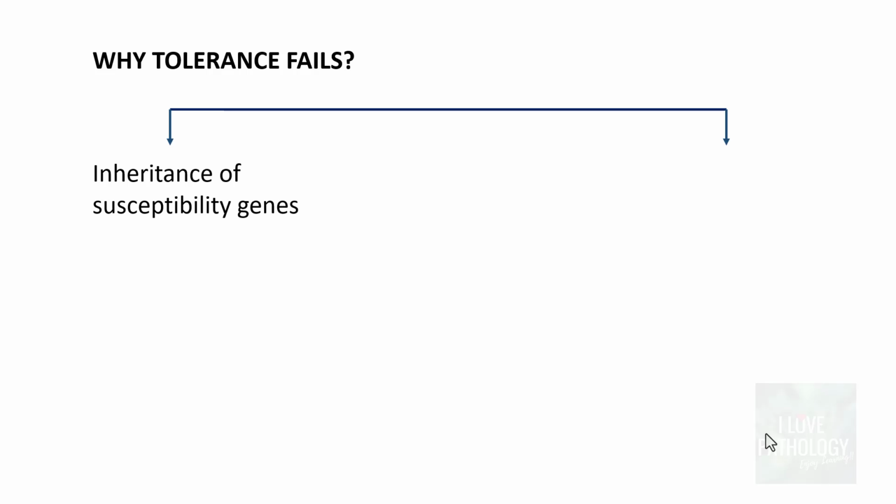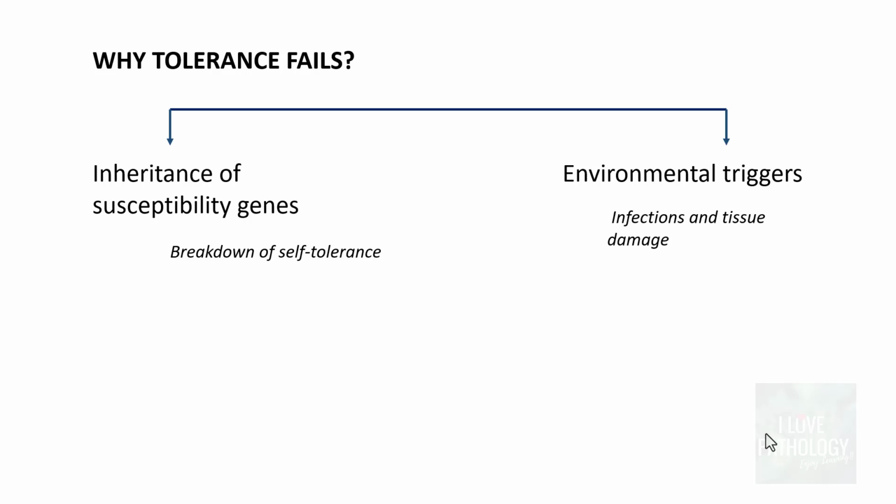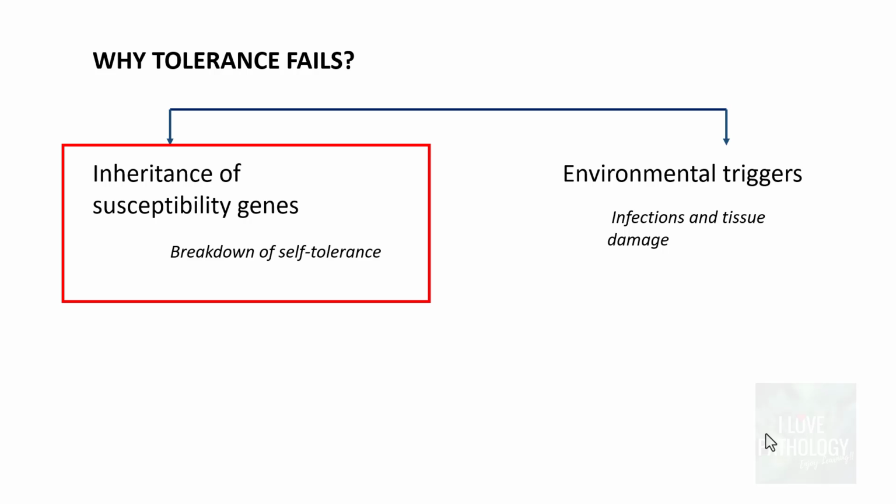First thing we need to know, why does this tolerance fail in any individual for that matter? Two important reasons as to why this tolerance fails. One is inheritance of susceptibility genes, which results in breakdown of tolerance, and second one is environmental triggers. Okay, it could be infections which lead to tissue damage. So, let's talk about inheritance of susceptibility genes.